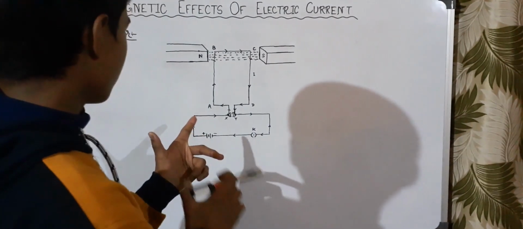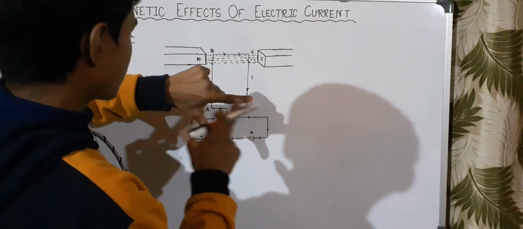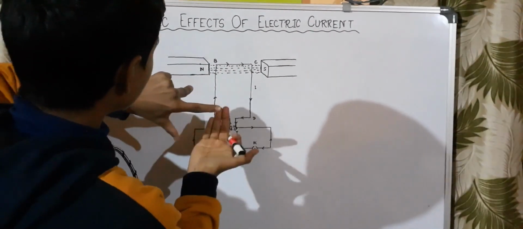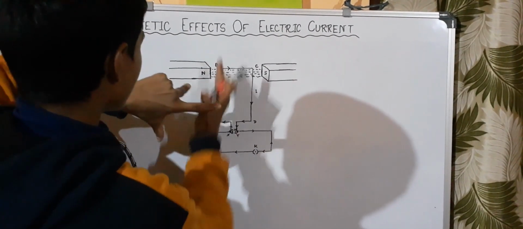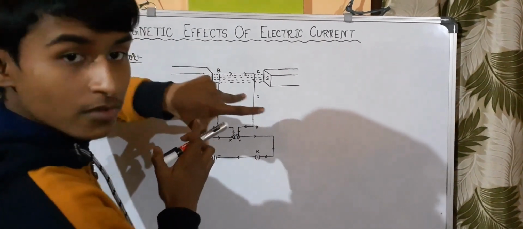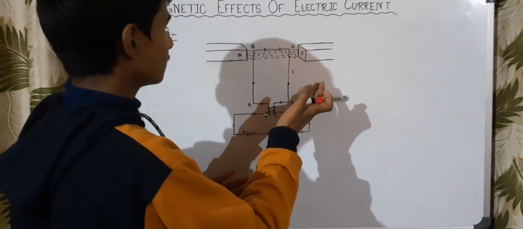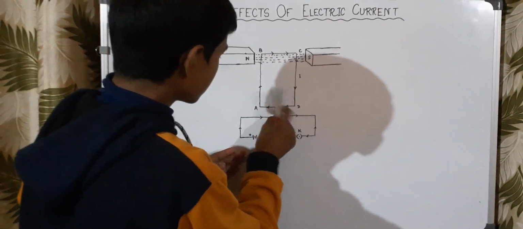So, by applying Fleming's left hand rule, we can see that the direction of the magnetic field is north to south. The direction of the current is in this way here. So the direction of the force will be downwards, that is, when BA moves downward, then CD will simultaneously go upward, and also this part would change its position.